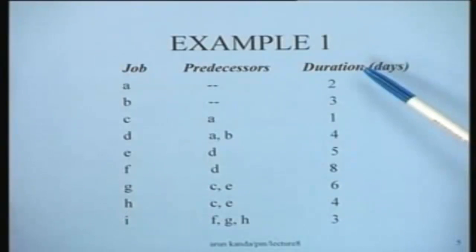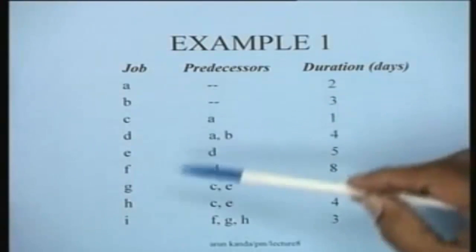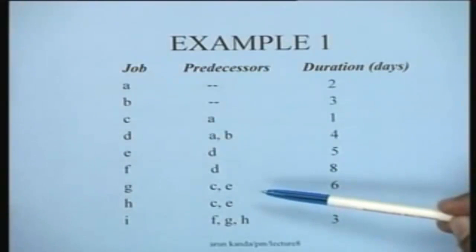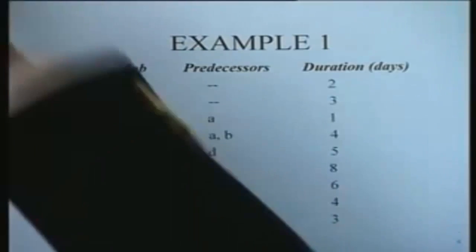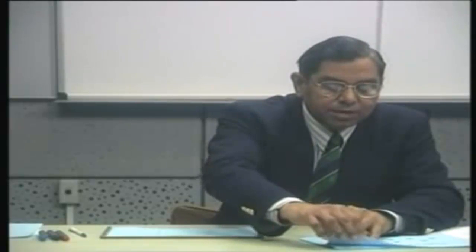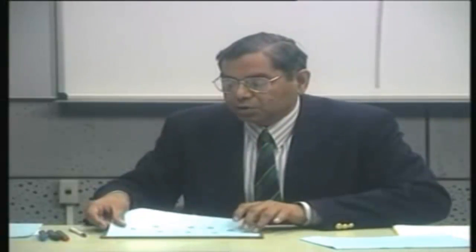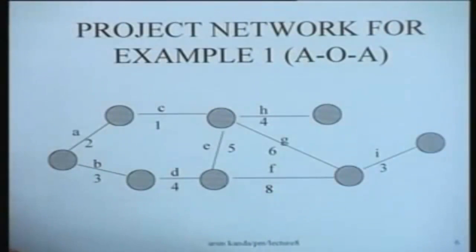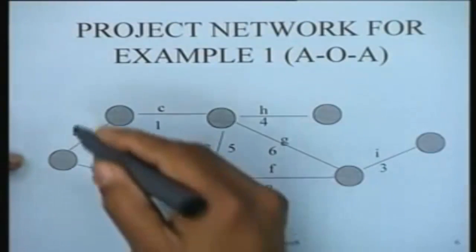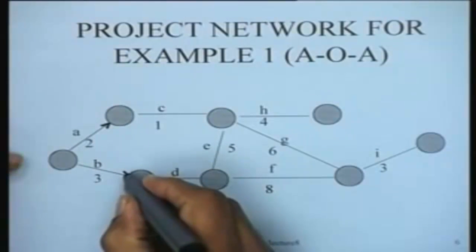So the first step in doing this problem is to represent this information on jobs and predecessors in the form of an AOA network, and this can be done very conveniently by means of a diagram which, if you look at the list, would be something like this. You notice, for instance, in this particular diagram that the activities are shown here. This is activity A, activity B.